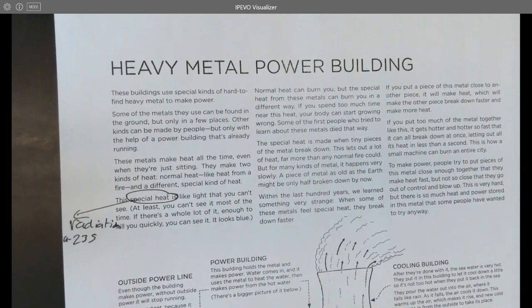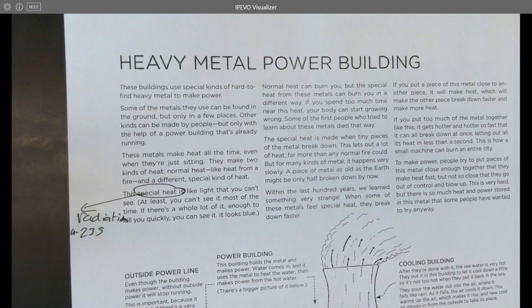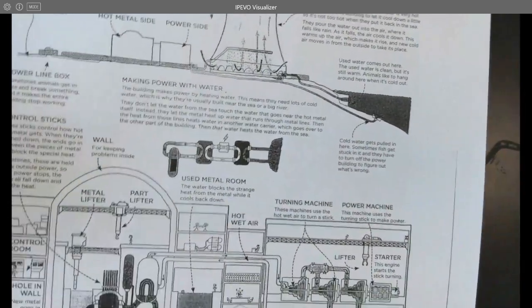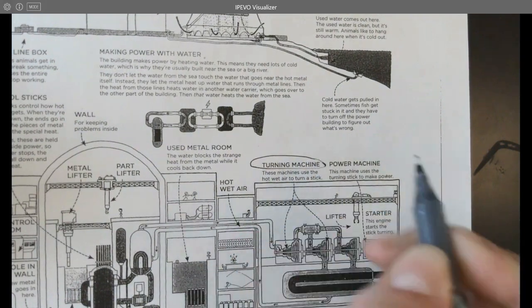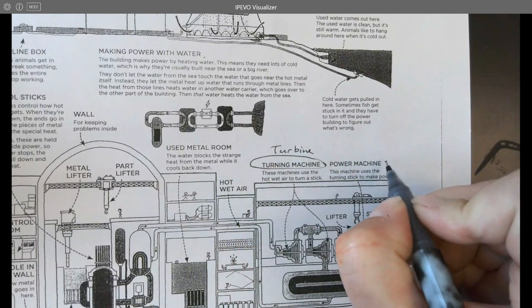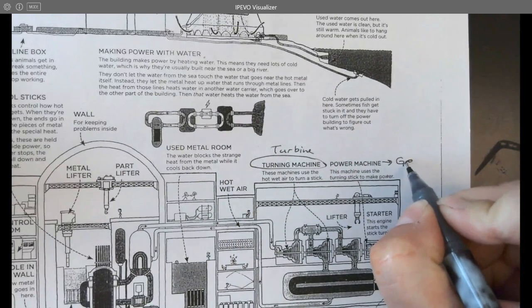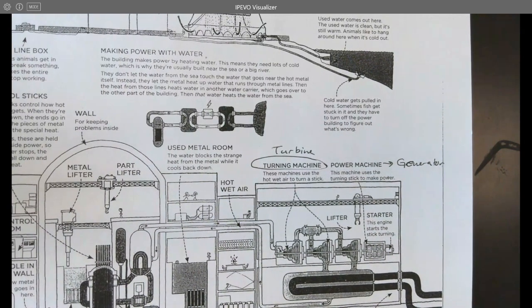All right, anything else? Anything else that you matched? Yes, Isaac. If you go down where it says turning machine and power machine, those are the turbine and generator. Good, good. So turning machine, that would be our turbine. And this power machine, that's the generator. Good. Okay, so we've got these ones. We've got generator, turbine, and radiation. Good.